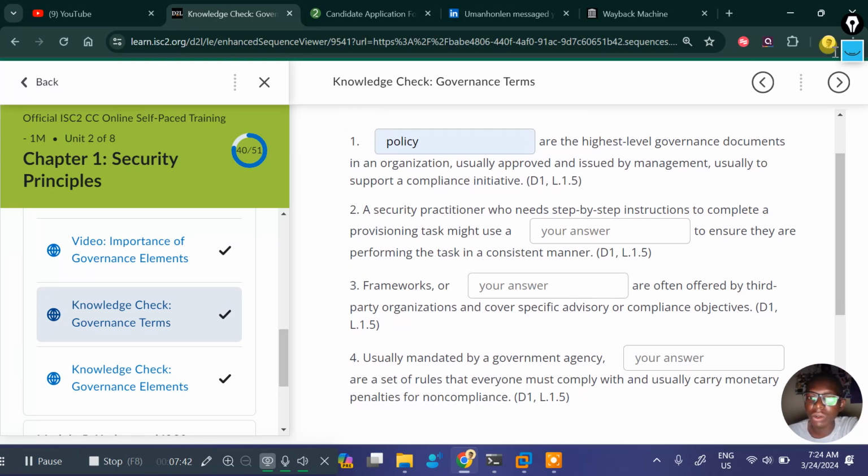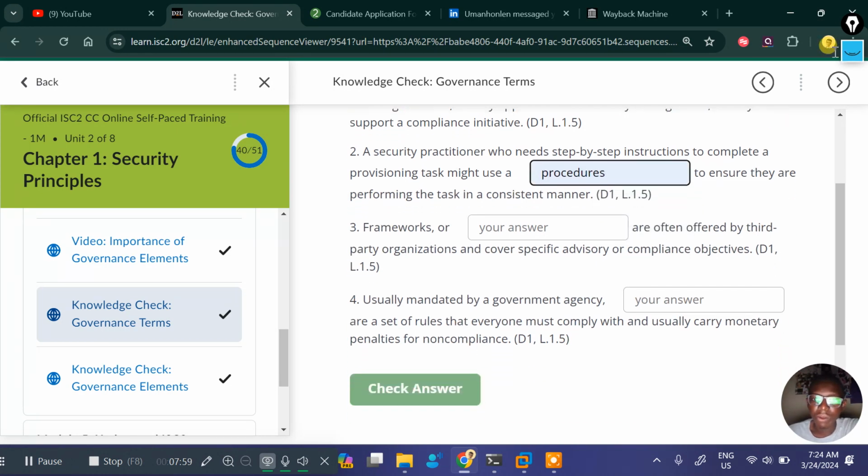A security practitioner who needs step-by-step instructions to complete a provisioning task might use a dash to ensure they're performing the task in a consistent manner. Okay, step-by-step instructions. What do you think the answer is? Of course, procedures. Frameworks or dash are often offered by third-party organizations and cover specific advisory or compliance objectives.